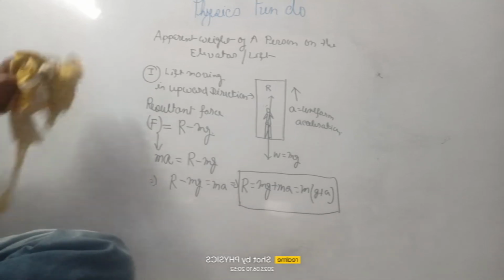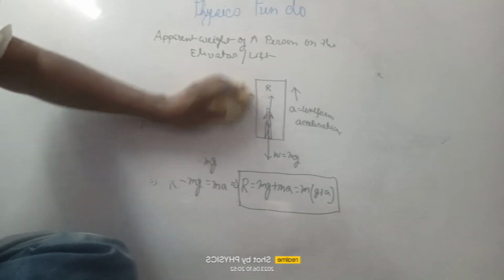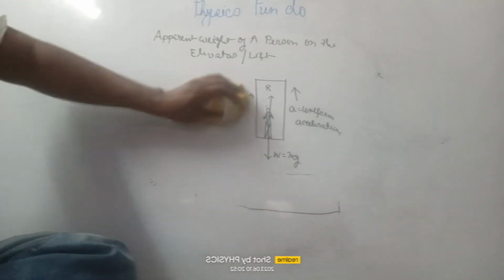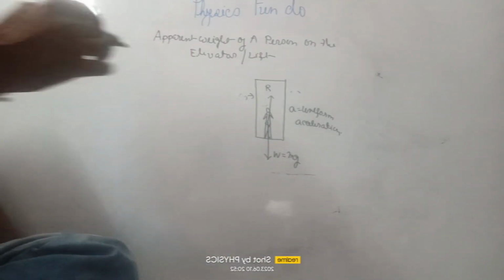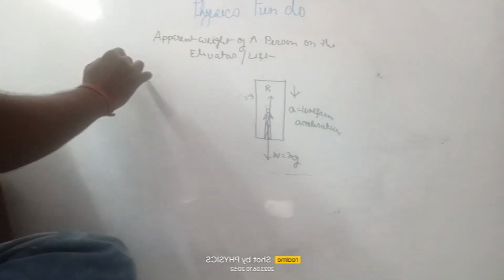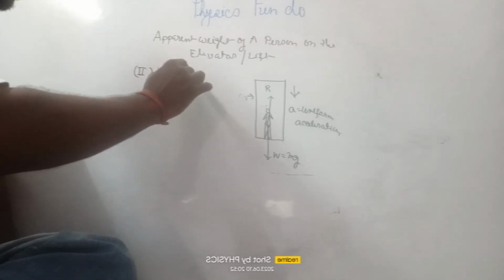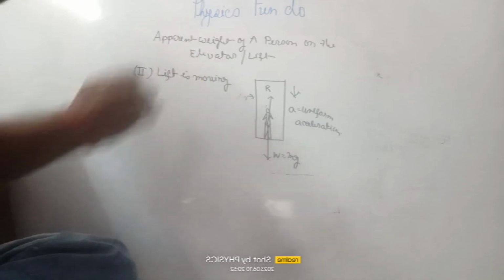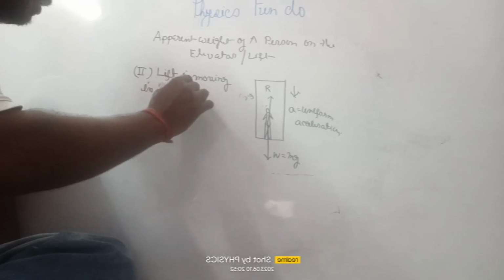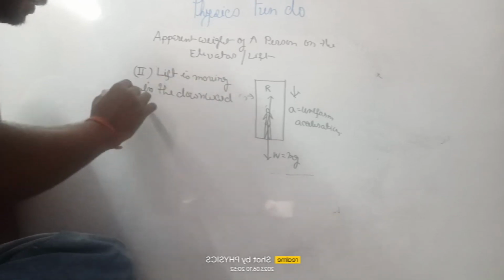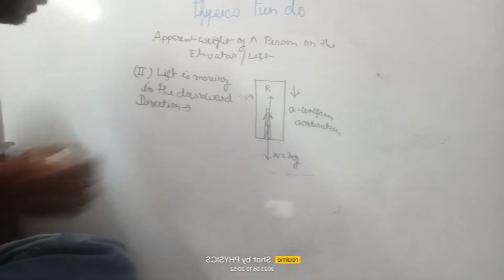Now let's move to the second case. Lift is moving in the downward direction with the uniform acceleration a.